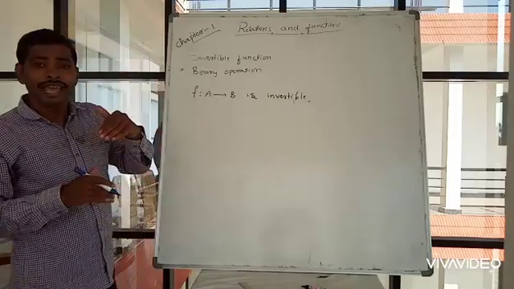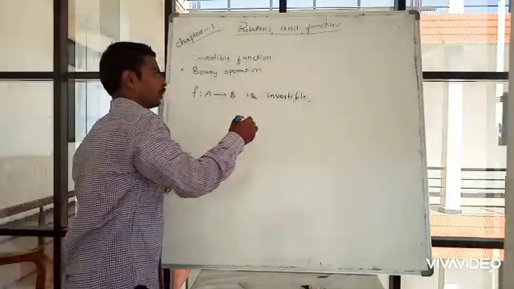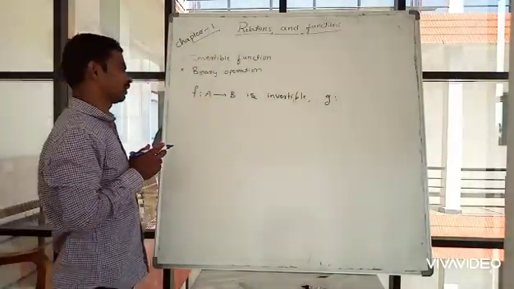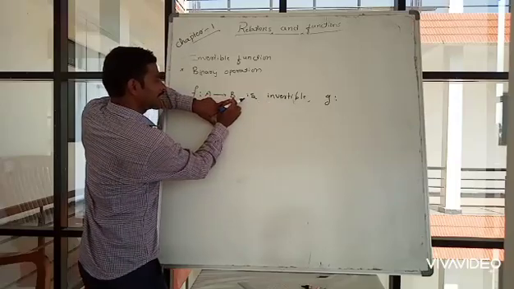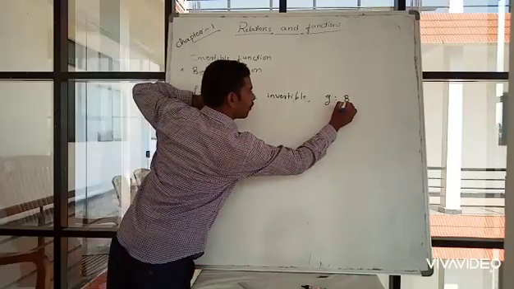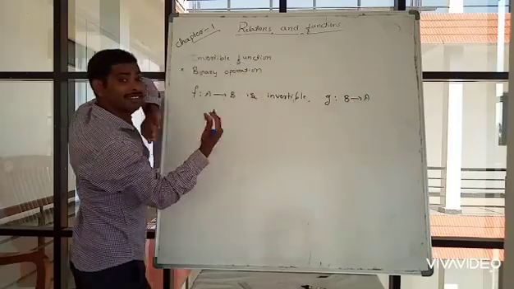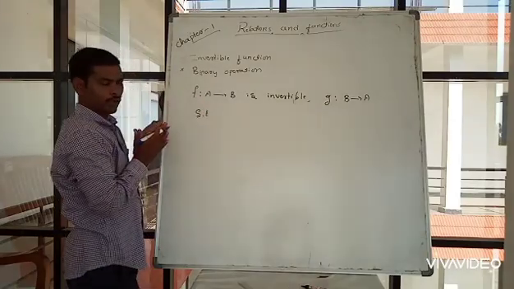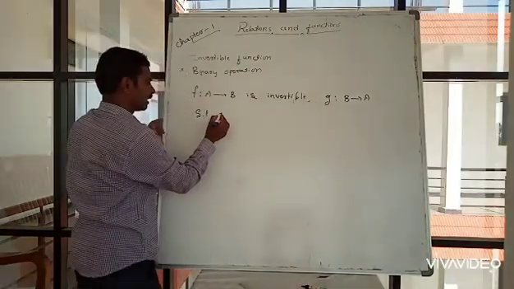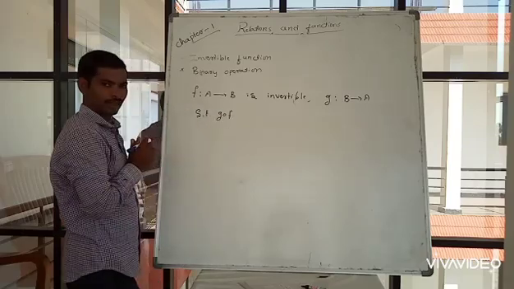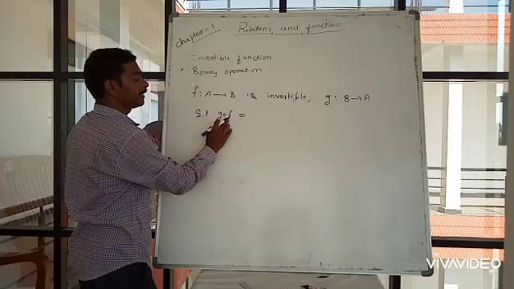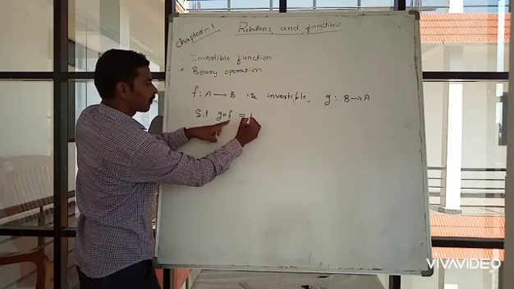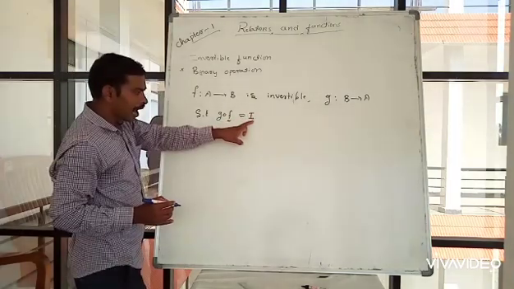If there exists another function, call it g, from the set B to A, such that their composition, g o f, is equal to the identity function on the domain of f. The identity function on the domain of f is usually denoted by I.